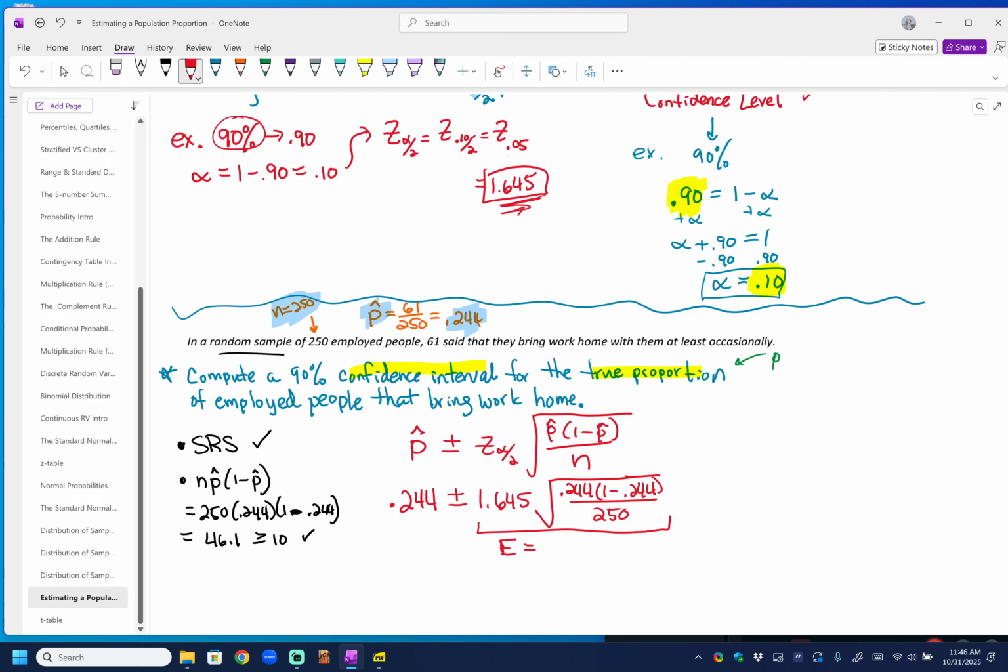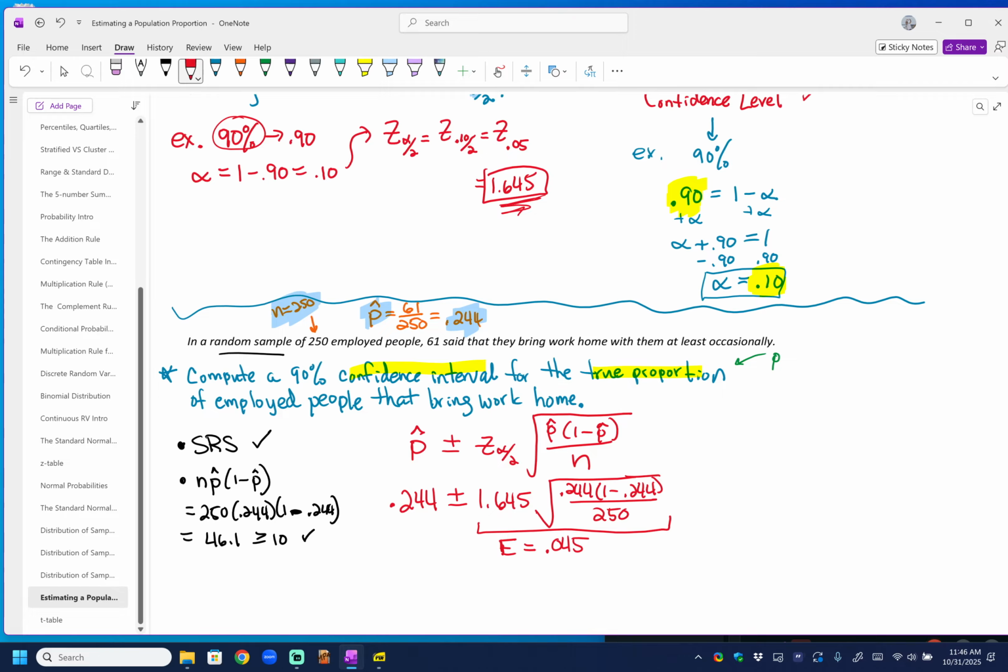Absolutely do not do this together. That is not how you calculate a confidence interval. You always have to do the margin of error first and then add and subtract it from 0.244. So do this calculation. If you do so, you're going to get 0.045. So basically, our margin of error is about 4.5% for this problem.